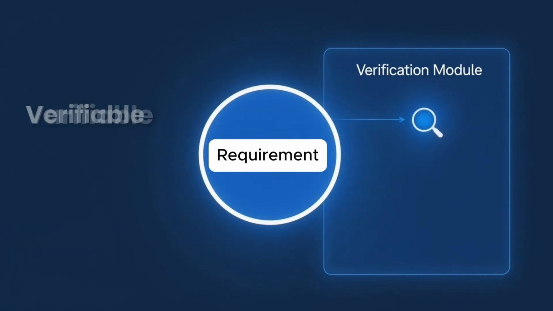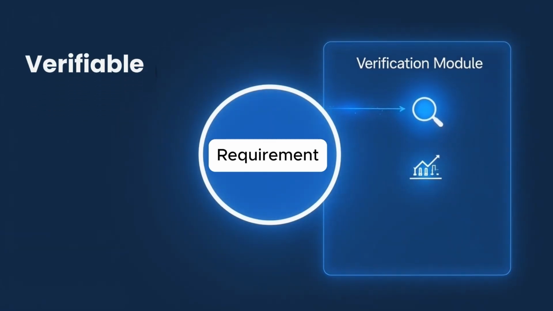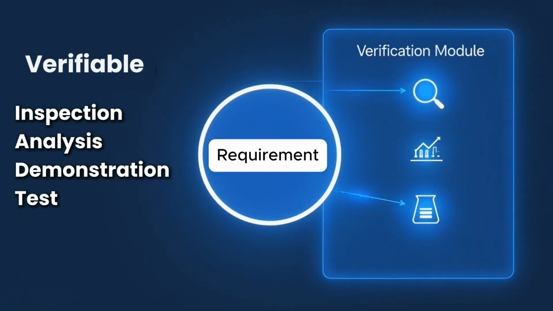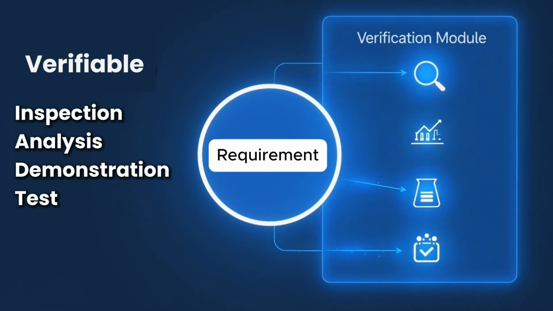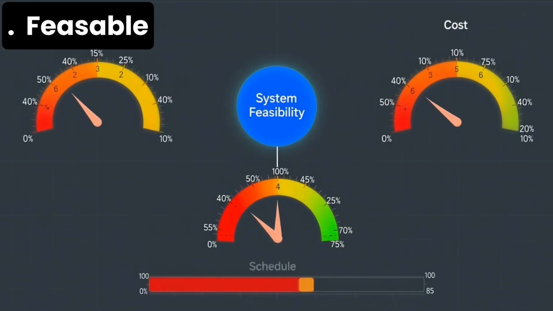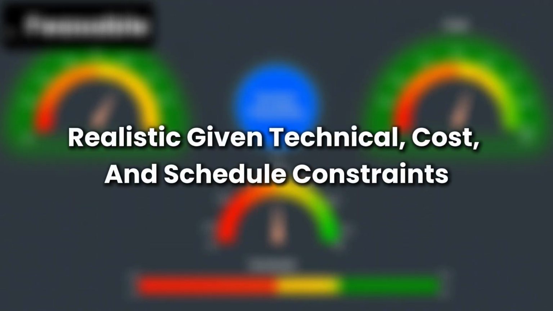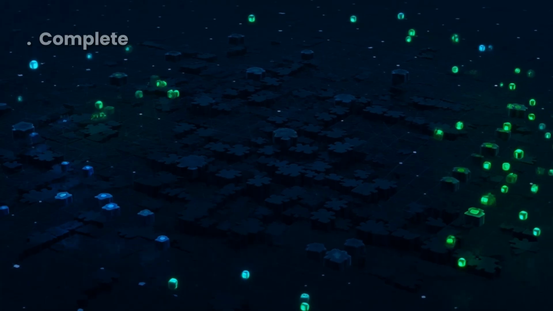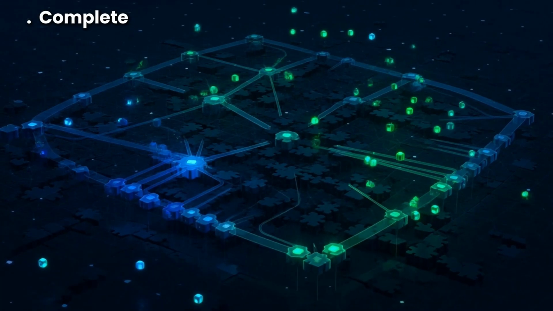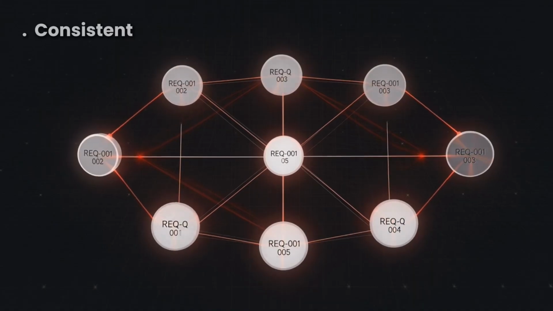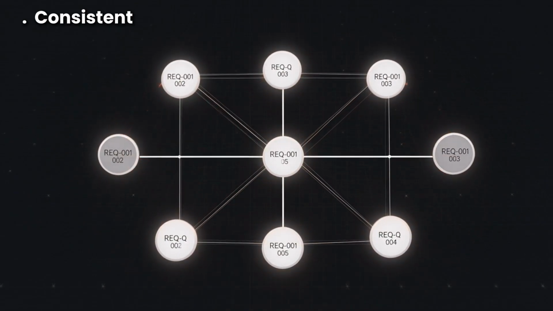Singular. One clear idea per statement. Verifiable. You can objectively confirm it through inspection, analysis, demonstration, or test. Feasible. Realistic given technical, cost, and schedule constraints. Complete. No critical gaps when viewed together. Consistent. No conflicts with other requirements.